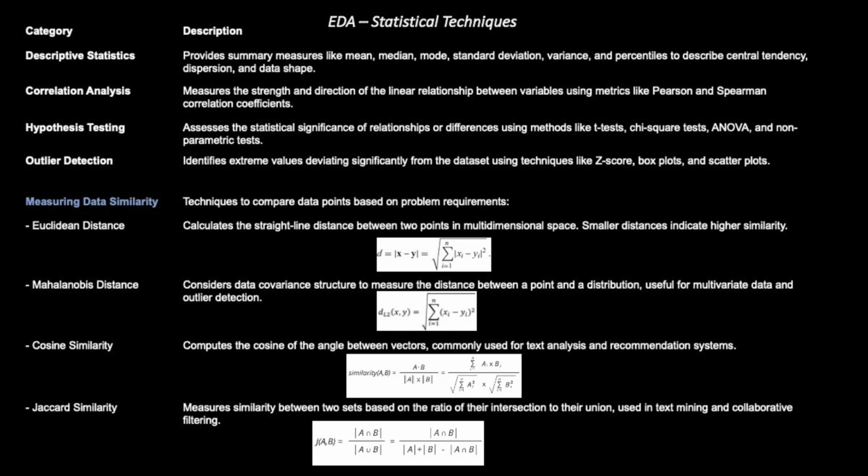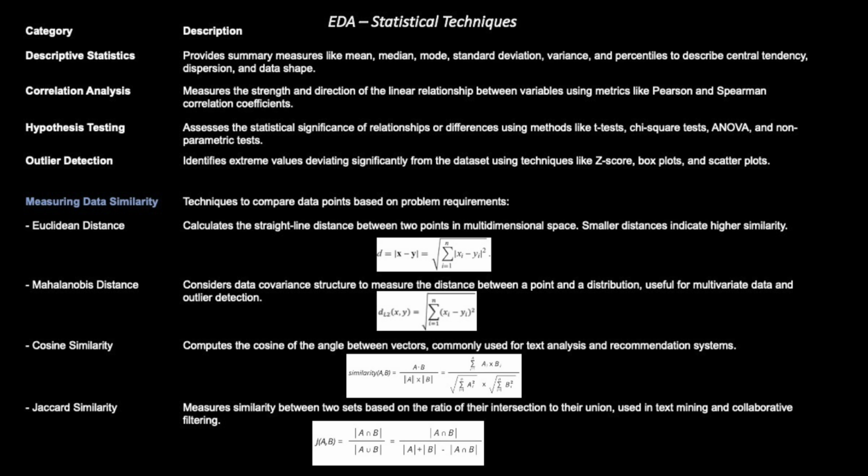Correlation analysis. Correlation analysis measures the strength and direction of the linear relationship between two variables. Common correlation coefficients include Pearson correlation coefficient and Spearman correlation coefficient. Hypothesis testing. Hypothesis testing is used to assess the statistical significance of relationships or differences in the data. Techniques such as t-tests, chi-square tests, ANOVA, analysis of variance, and non-parametric tests are commonly used.